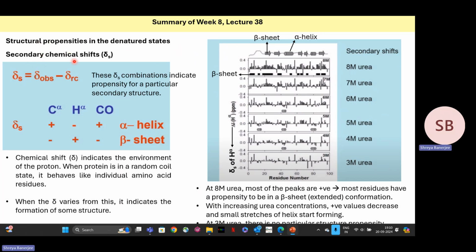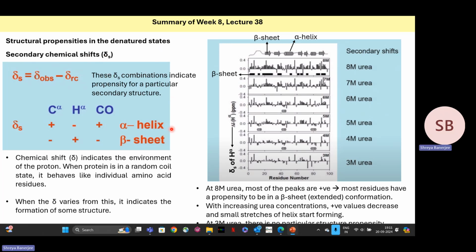In order to study this, there is something called the secondary chemical shift, or delta S. Delta S is defined as the delta that we are observing in the NMR minus the delta random coil. So for each amino acid, this random coil delta has been assigned based on different statistical studies. That is, if the amino acid is in a random coil orientation, it will have a delta RC. And delta observed is the delta that you are observing through NMR. The difference between these is delta S, the secondary structure chemical shift.